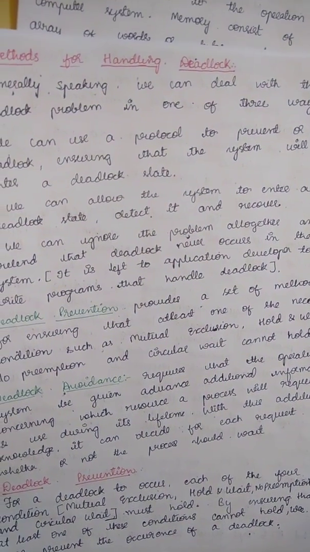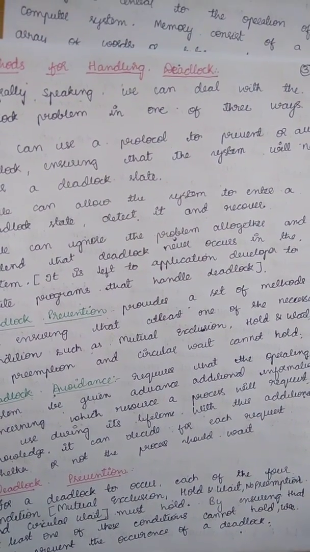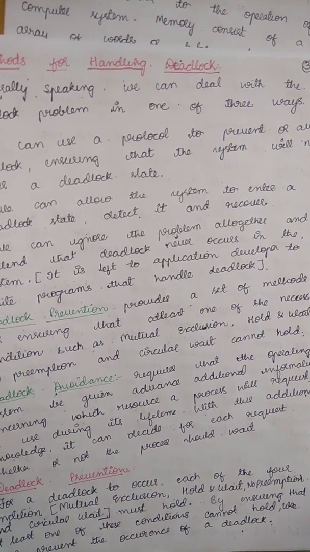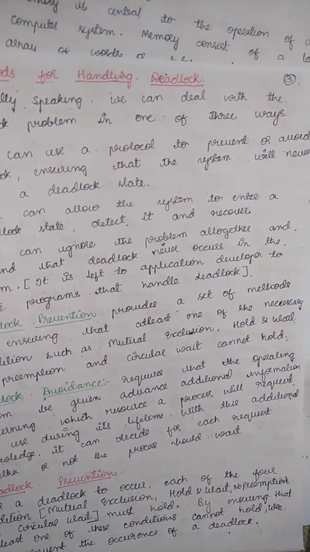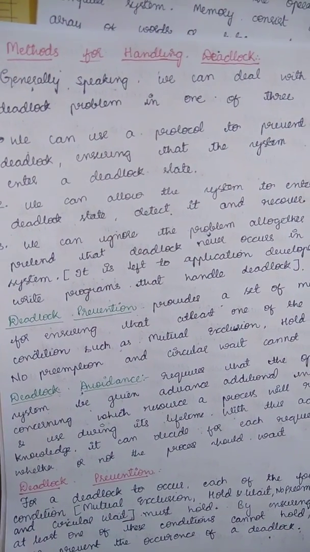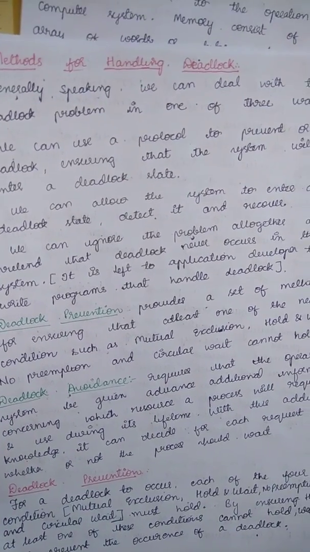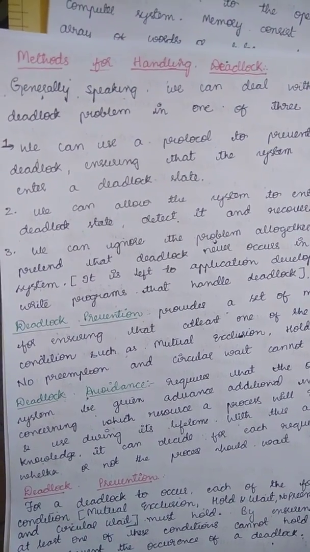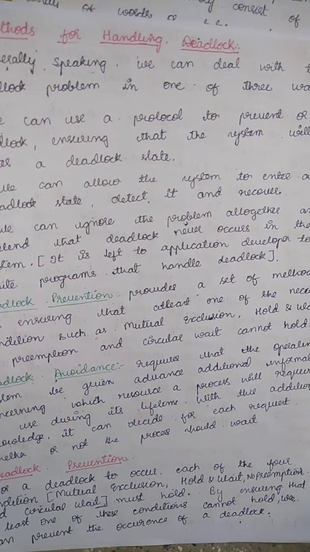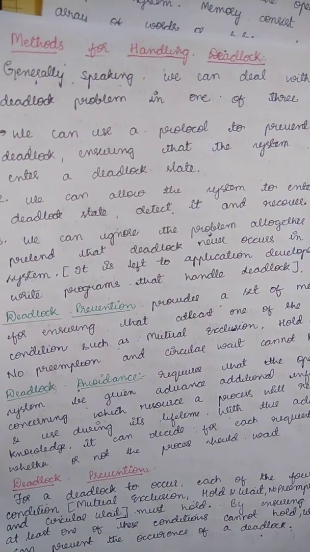For example, in Windows and Linux operating systems, this is what we follow, where when a deadlock occurs, it is left to the application developer to write programs to handle the deadlock. The simple method we follow is to restart the system. Once the system hangs, that means the deadlock has occurred. What we do is just restart the system and after that we can continue with it, right?